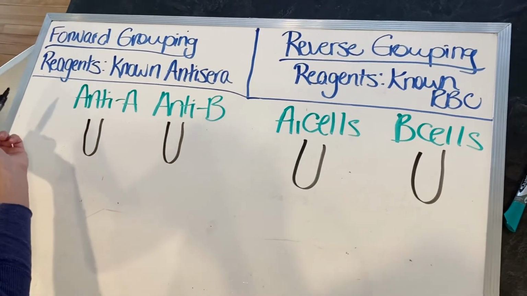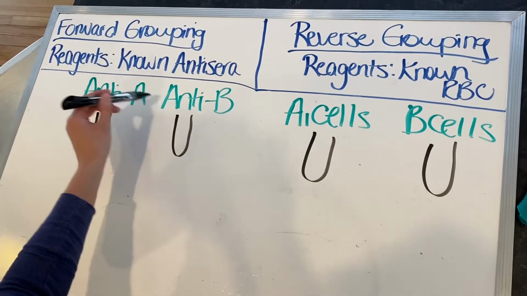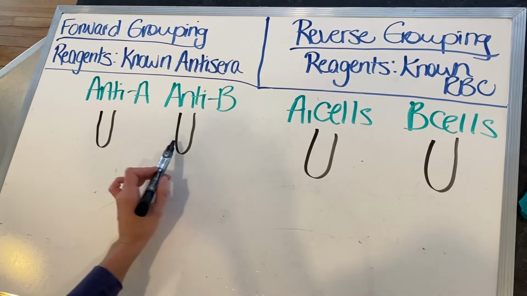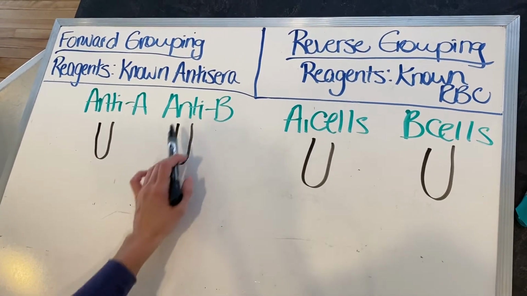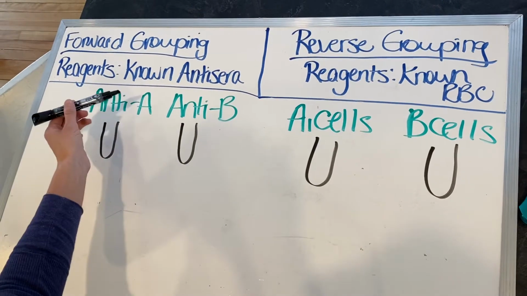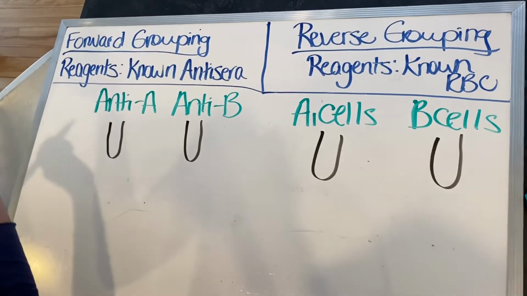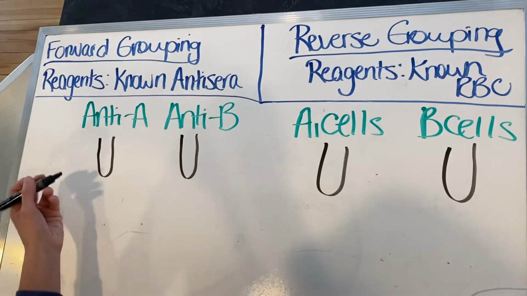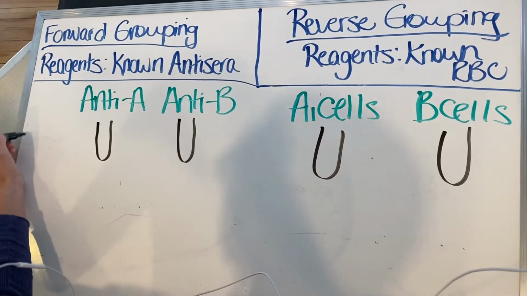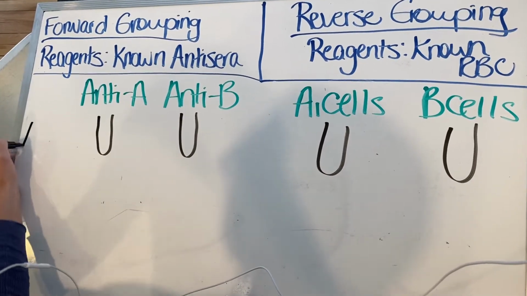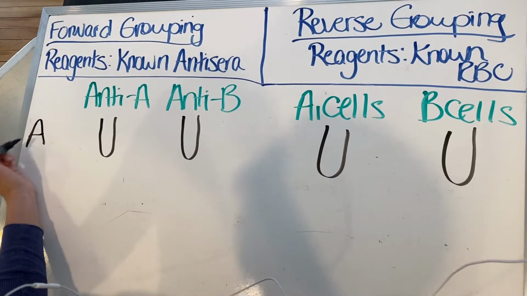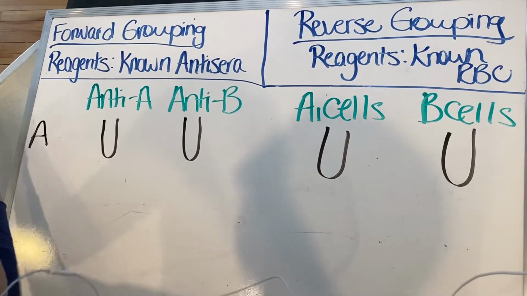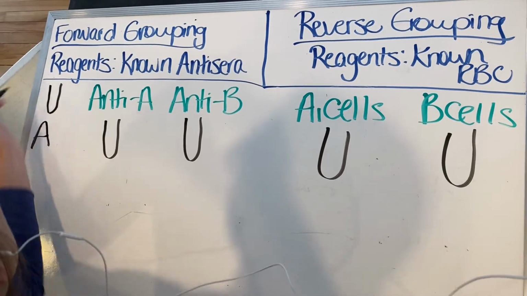So if we have antisera with antibodies, and they're known, going into these 2 tubes here, that's our known reagent. If antisera is going in, that means we need to put red cells in to test. So if the patient is group A, we have their EDTA tube. This is going to be the same for everybody.